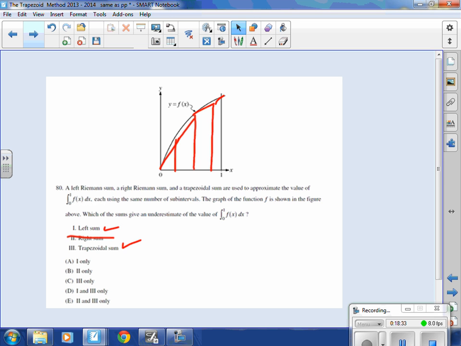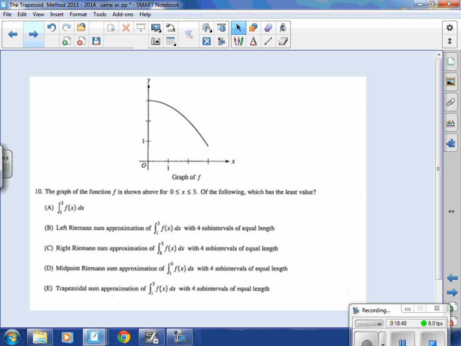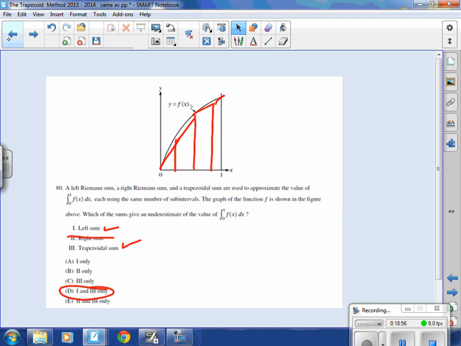Which sums give an underestimate? 1 and 3. No calculation at all. Everything done simply by inspection. Wait, did we say trapezoidal does or doesn't? Does trapezoidal give you an underestimate or no? Take a look. So slightly. It's an underestimate for sure.